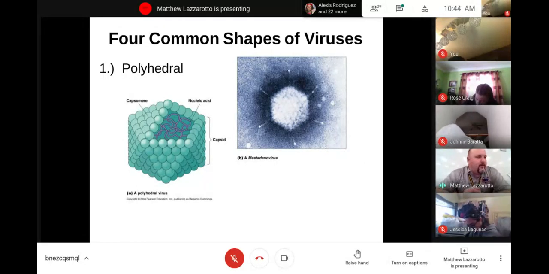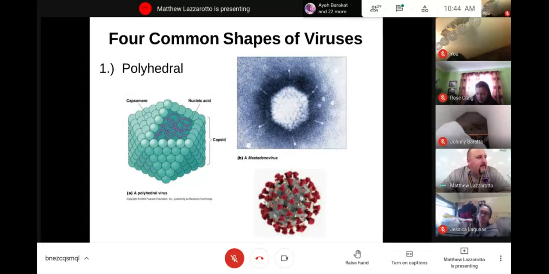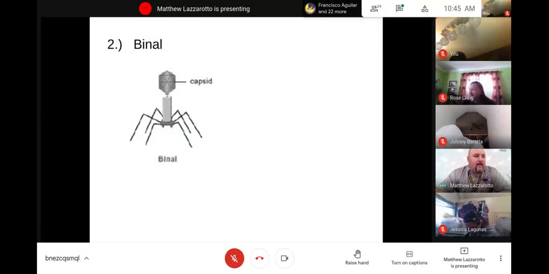Do you guys know of any other examples of a polyhedral virus that you might be familiar with? Might be the reason why you're not here. What's this guy right here? This is COVID-19, commonly referred to as rose petal 19.